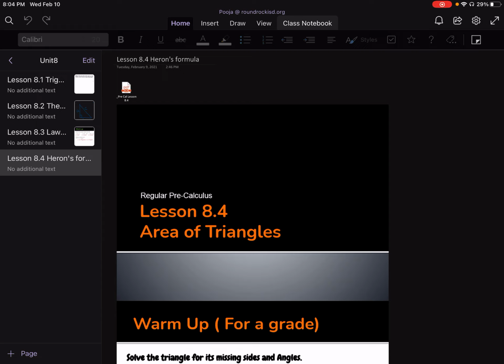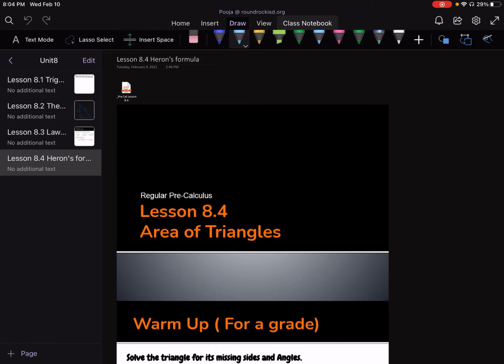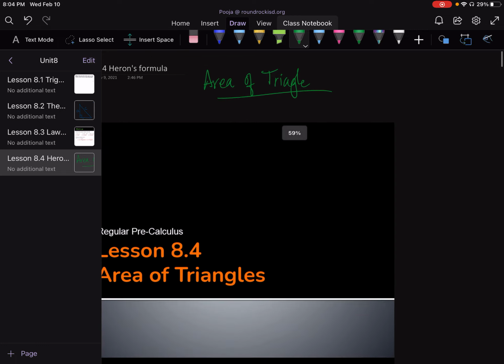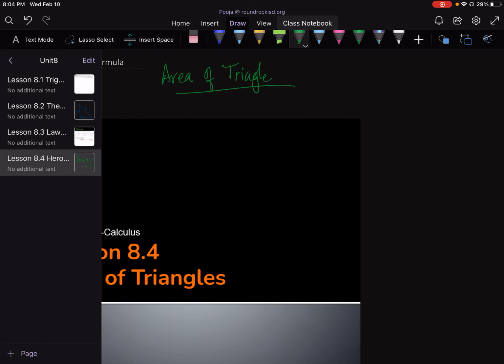Hello, you are here for lesson 8.4, which talks about finding the area of a triangle. Area of a triangle is what you're here for. So the basic area formula of a triangle that you've used for a very long time is half times base times height. This can only be applied when we know the height and the base of the triangle.